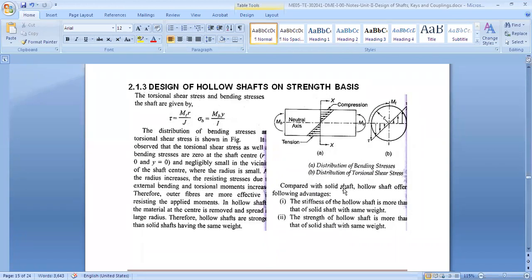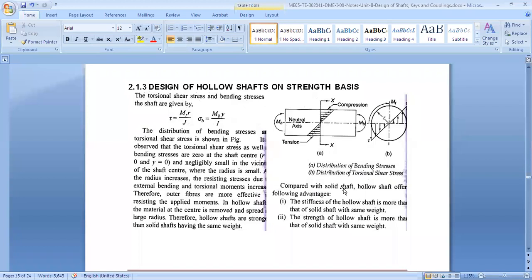And weight is the same, but in the hollow shaft, the center part is taken and put outside. So for the same weight, hollow shaft is better for the stress, right? So that's why hollow shafts are designed. So we'll see now how to design a hollow shaft.